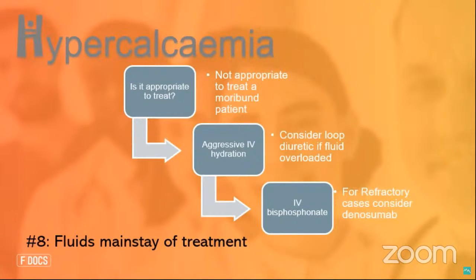When it comes to managing hypercalcemia, the first question to ask ourselves is: is it appropriate to try and reverse it and manage it? If the patient is moribund and felt to be in the last days of life, it's likely that the hypercalcemia is a manifestation of that, as opposed to them dying as a result of the hypercalcemia. So that's a question to have as a team and with your seniors.